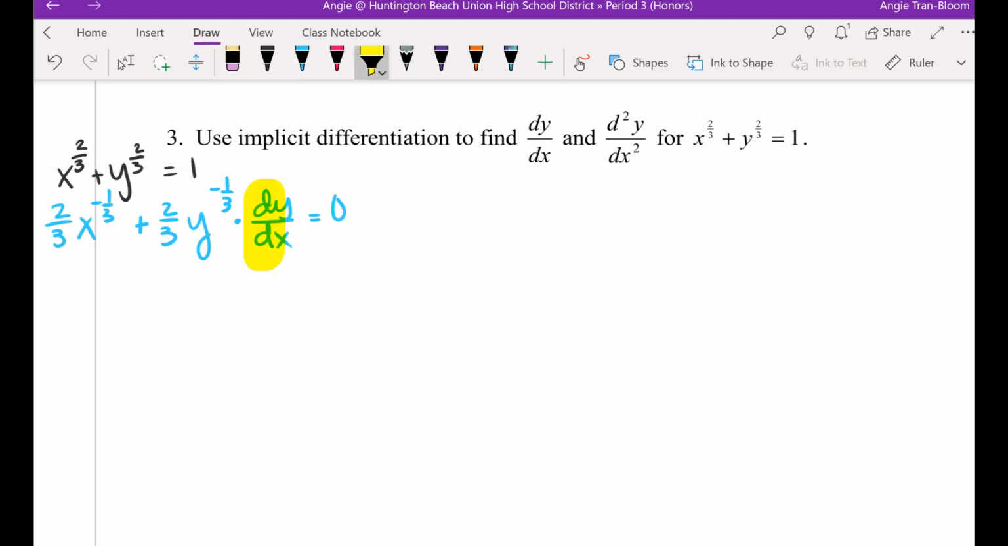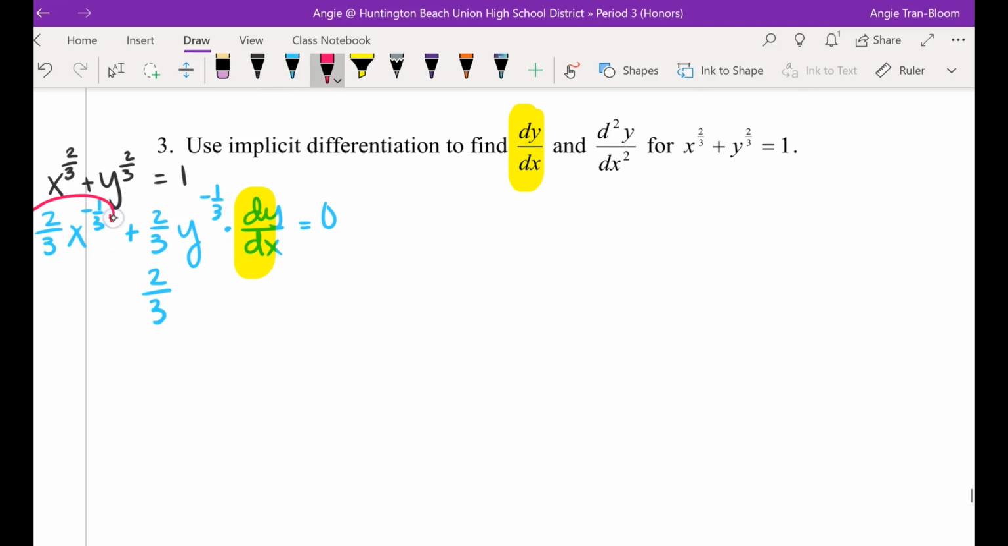Our goal is obviously to solve for dy/dx because it says to find dy/dx. So the first thing is I'm going to subtract this term to the other side. If I subtract that, I keep 2/3 y to the negative 1/3 dy/dx equals negative 2/3 times x to the power of negative 1/3.